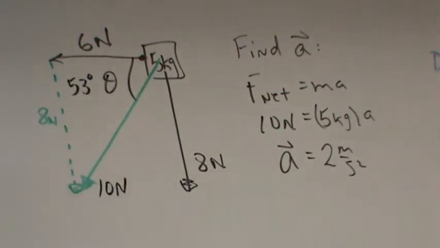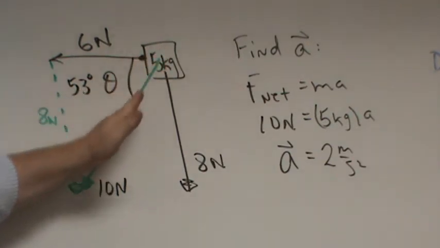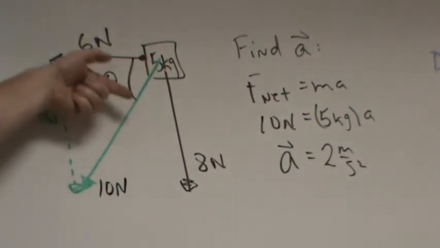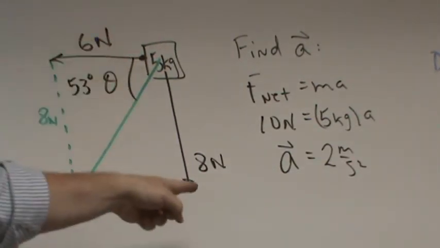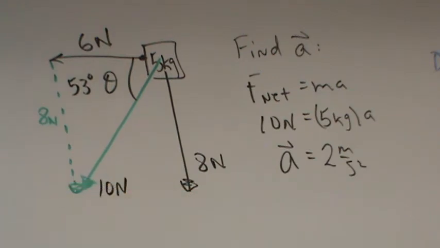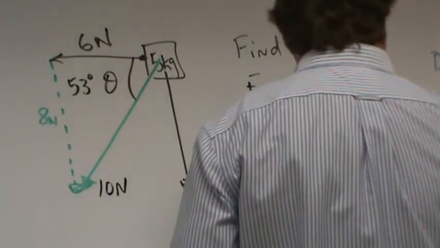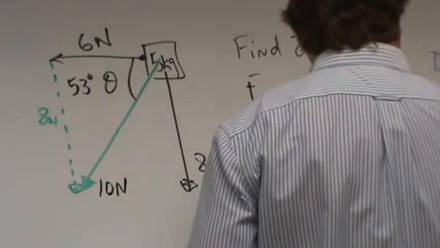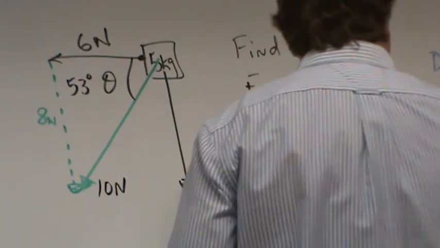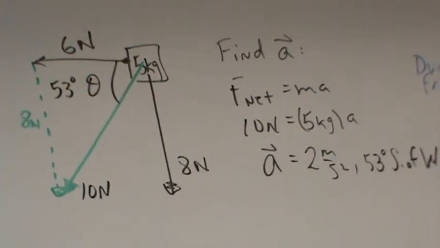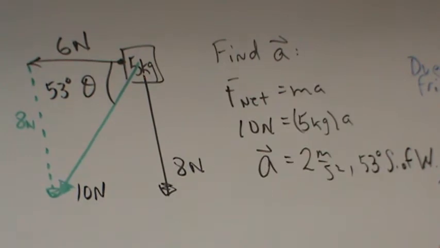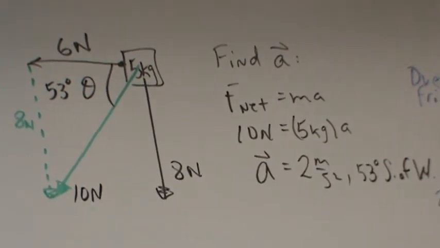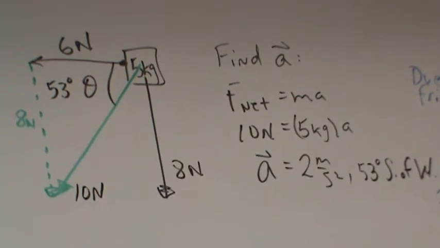And so I want you to see that since the net force is 53 degrees south of west, the acceleration is going to be 53 degrees south of west. Whatever the direction of the net force is, that's the direction of the acceleration. That's the universe we live in. Any question or problem on this third example?